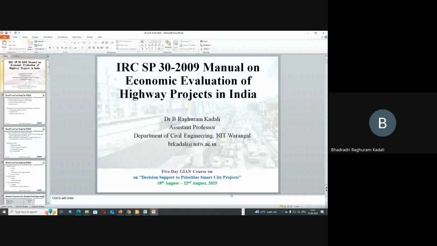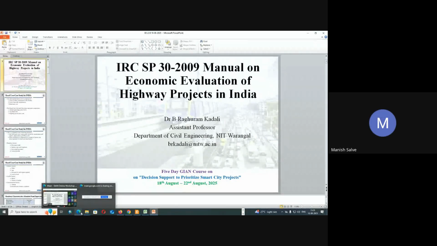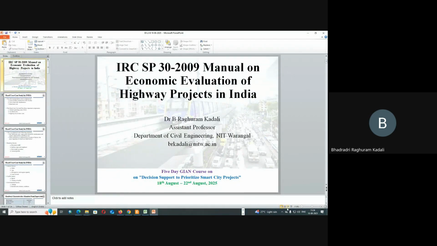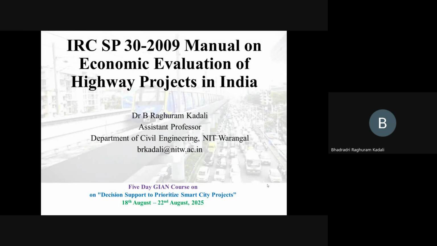So hopefully my screen is visible to everyone. Yes, sir. So I'm starting straight away with the IRC SP30. Of course, it was updated in 2019. But the example I have taken corresponds to one project, with the numbers respective to 2009. That's the reason I have not updated some of the numbers, because if you go back and look at the SP30 2009, these numbers will be there respective to the assumptions.